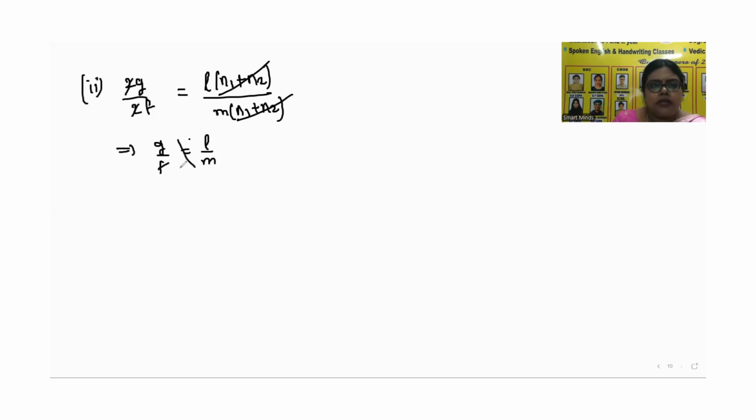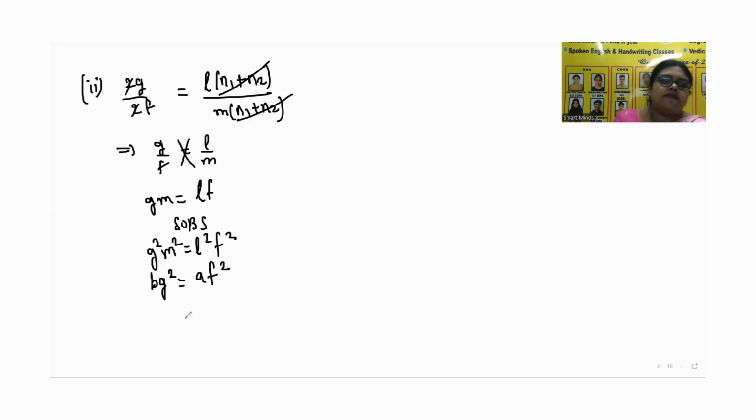So if you cross multiply, you will get GM is equal to LF. So squaring on both sides, you will get G square M square is equal to L square F square. But we know that M square is B, so this is BG square, and L square is A, so this is AF square, which implies AF square is equal to BG square.